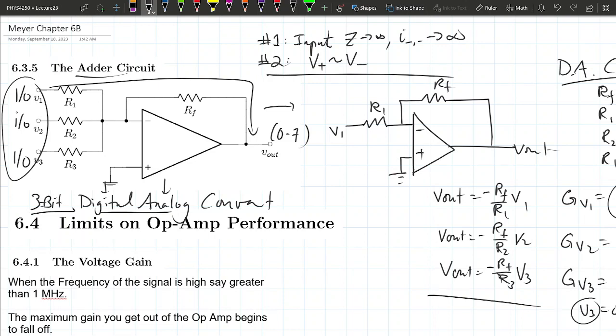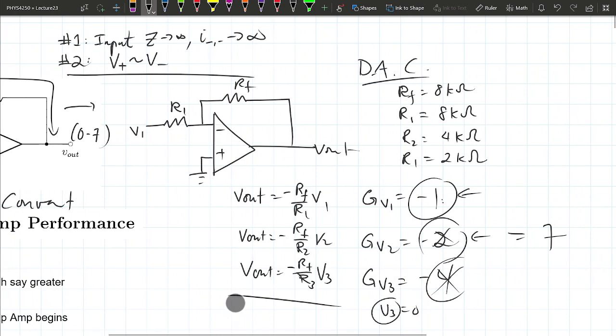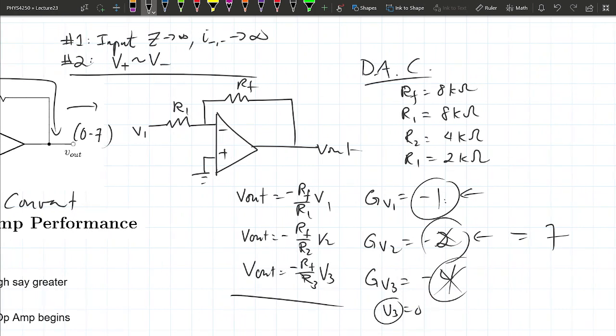We're going to see this again when we jump into digital logic in like 4 weeks, I think. If you don't understand the binary number stuff, don't worry about it right now. That's why they call it an adder circuit, because what it does is it takes the input of 1, adds to it the input of 2 with a factor of 2, and takes the input of 3 and adds it with a factor of 4.